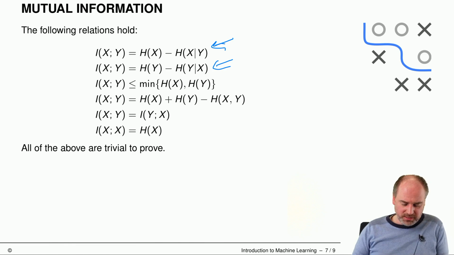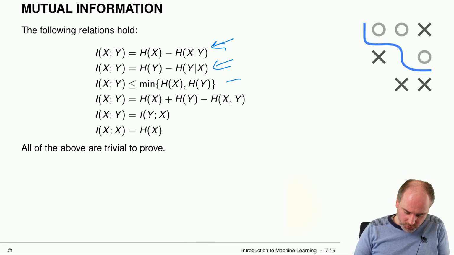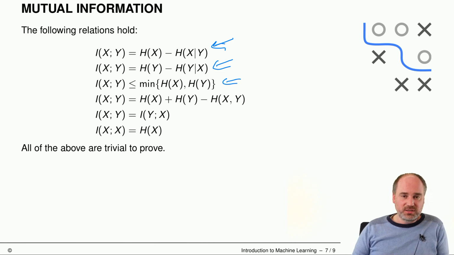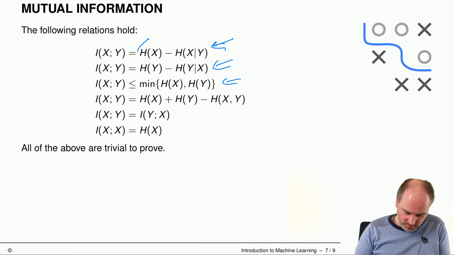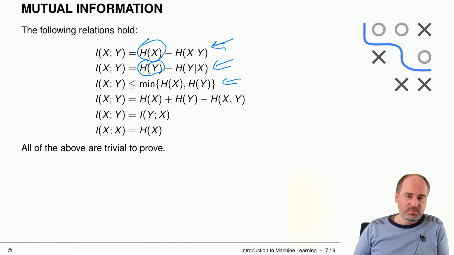So we can also write it as entropy of y minus conditional entropy of y given x. From the first two formulas, it's very easy to see how we can bound the mutual information from above. So it's obviously bounded above by this thing here. It's obviously bounded above by this thing here. So it's bounded above by the minimum of the two.